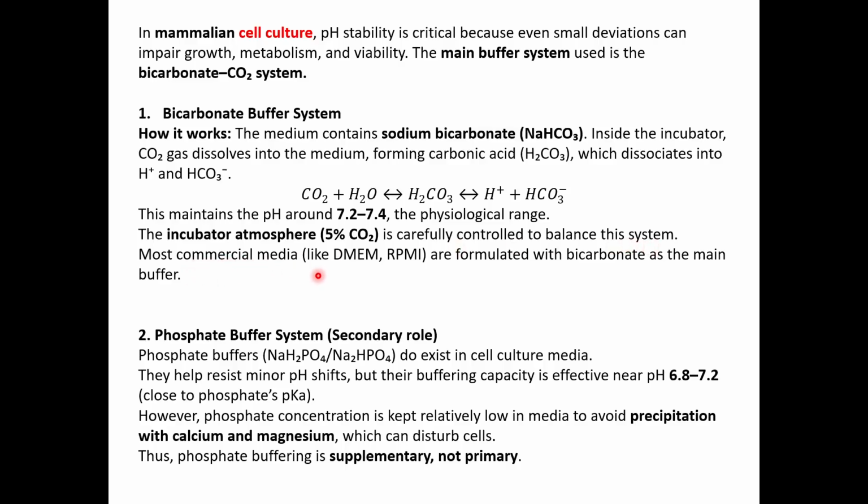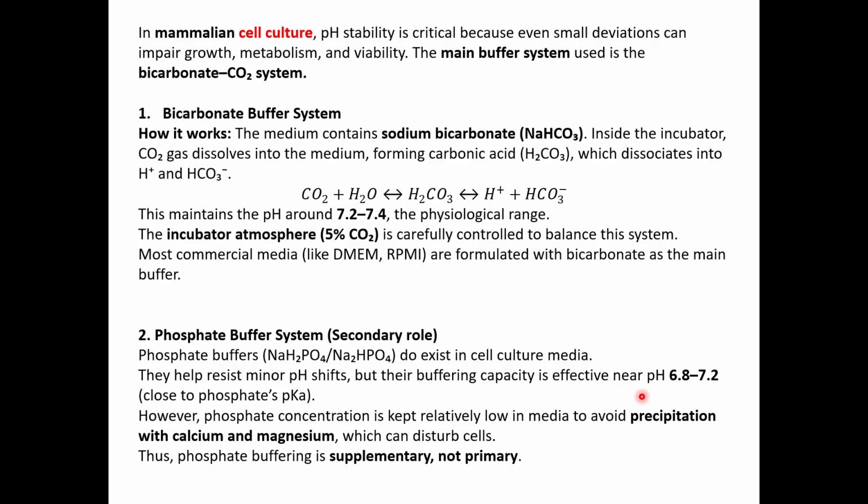So most commercial medias like DMEM or RPMI are formulated with the bicarbonates as the main buffer. Other than this, phosphate buffer is not usually used for the pH. The phosphate buffers, either the monobasic or dibasic phosphate, are sometimes added into the media, but they help resist minor shifts in the pH, but they are not used as the main buffer system.